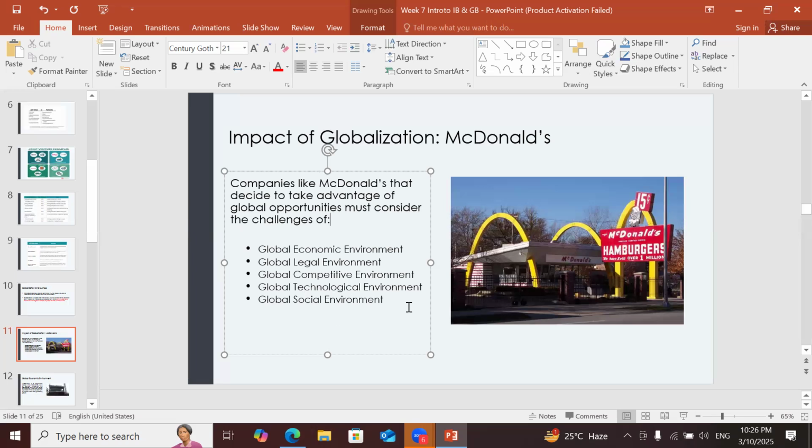Global technology environment: how globalization impacts the technology environment. I will discuss it very shortly here. And finally, the global social environment: how much globalization impacts the social environment. Okay, these are the five criteria of globalization. I will discuss these five options one by one, very shortly.